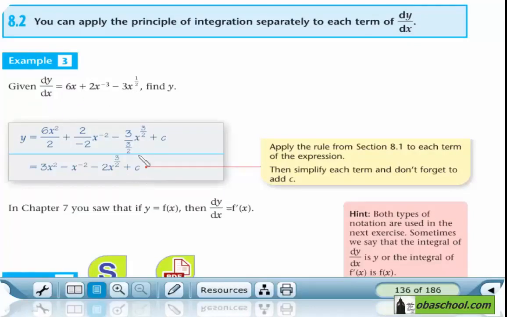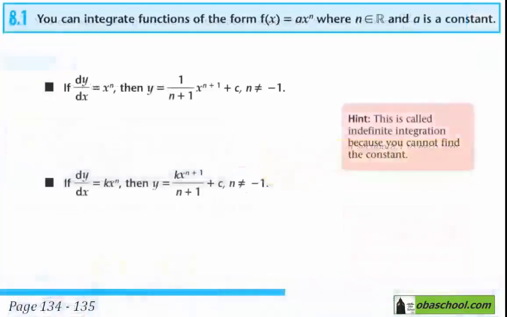As you can see in example 3, we have dy by dx with different terms, and we are asked to find y. In order to find y or f of x, we need to find the integration of each term separately and add a constant at the end, as in the rules that we already know. We have to mention the constant c.